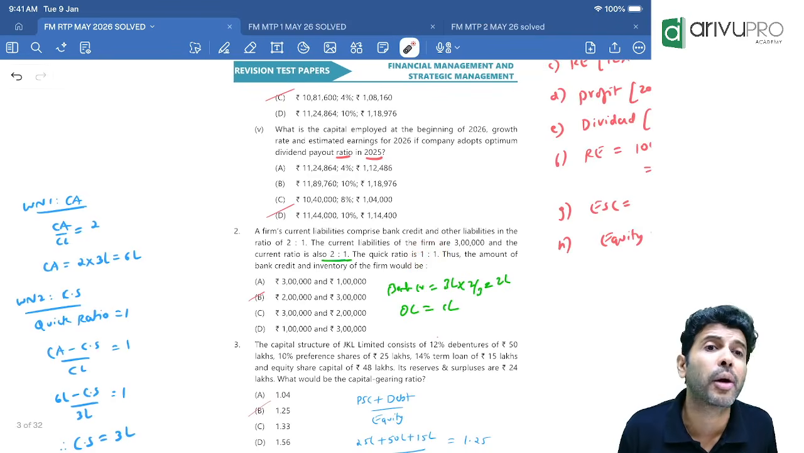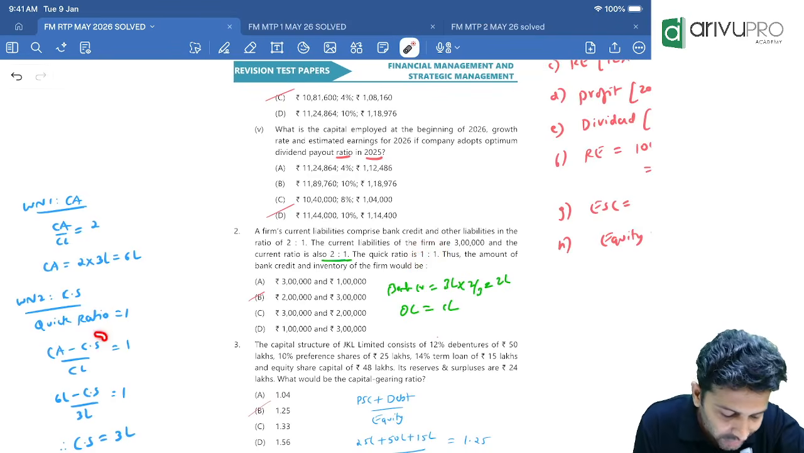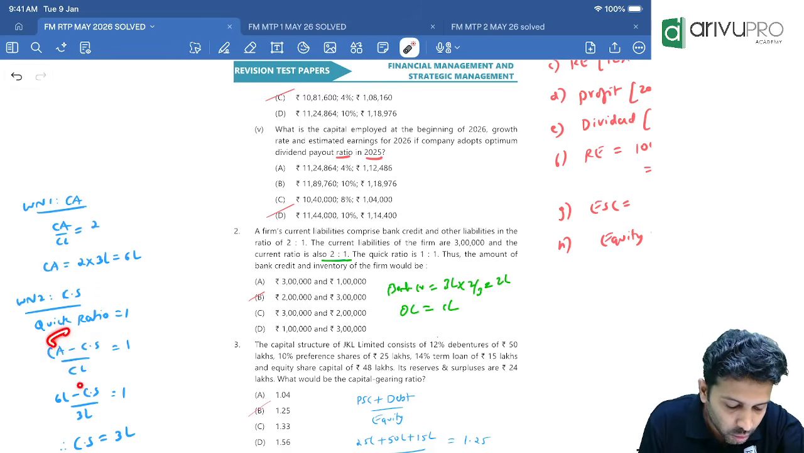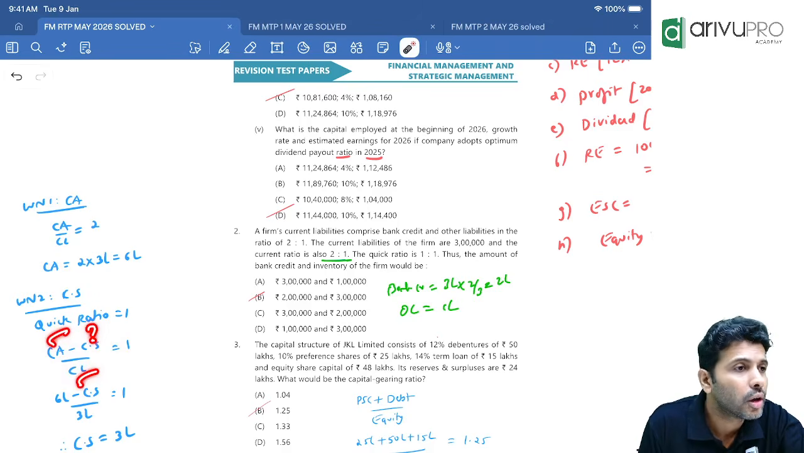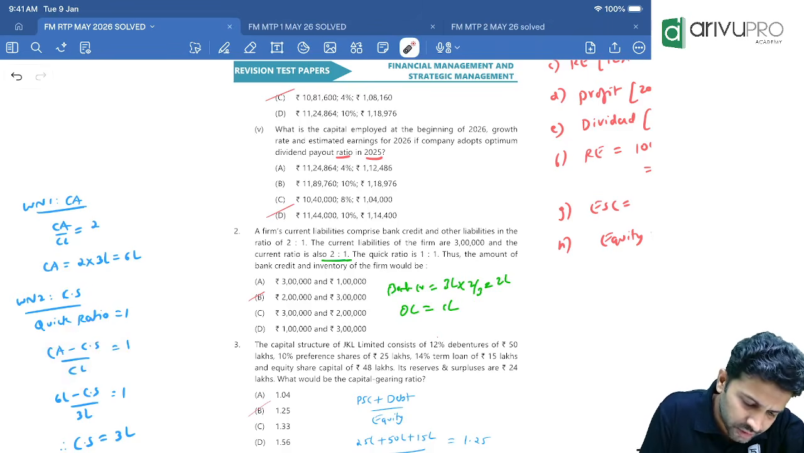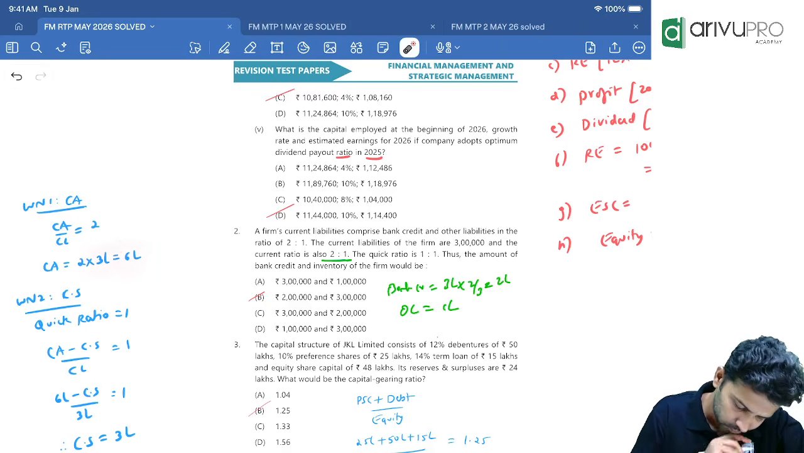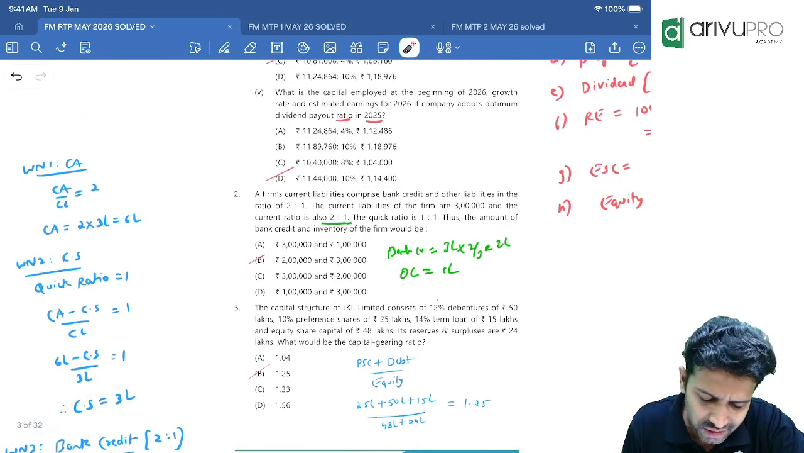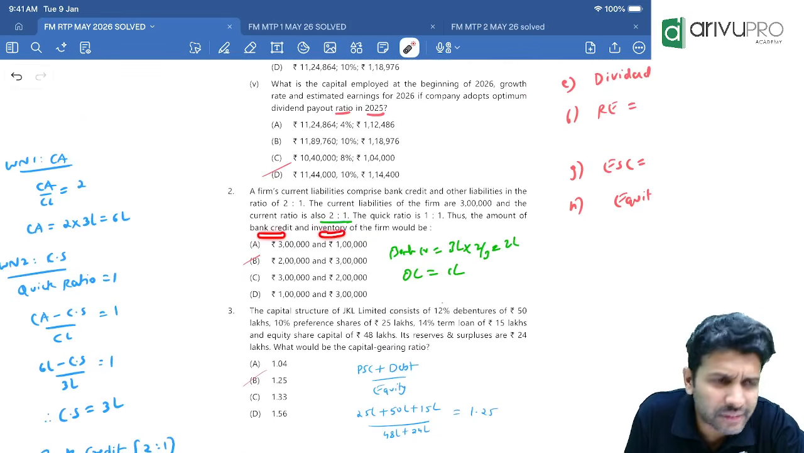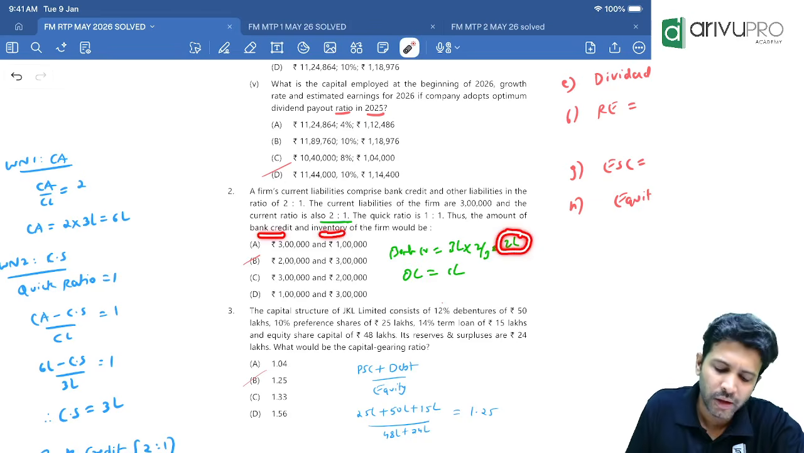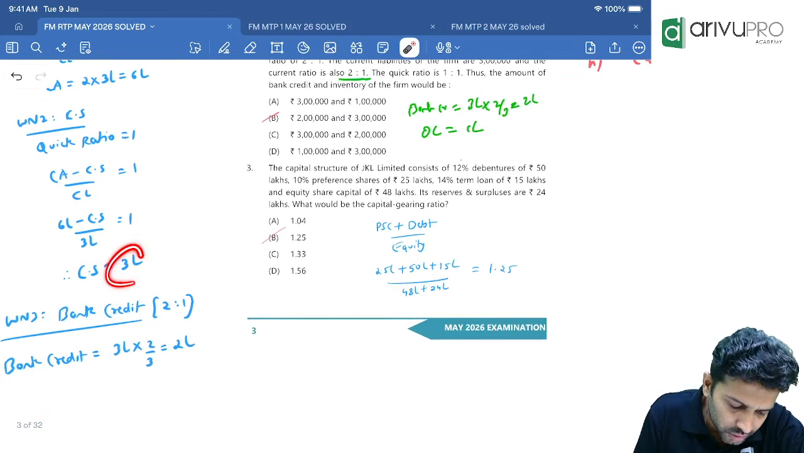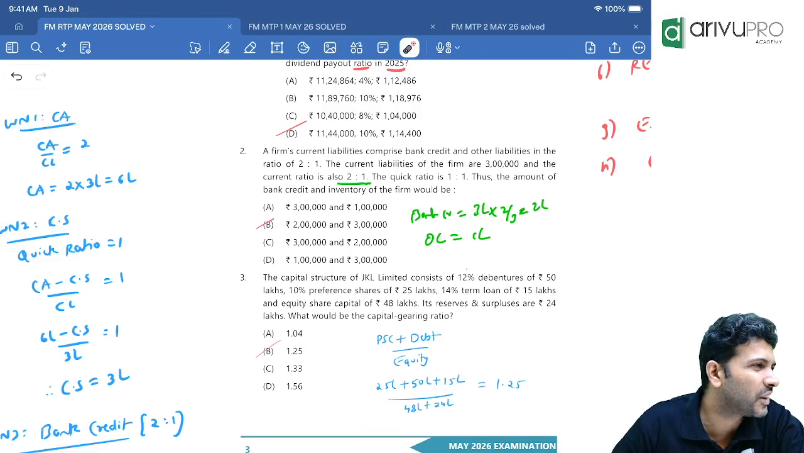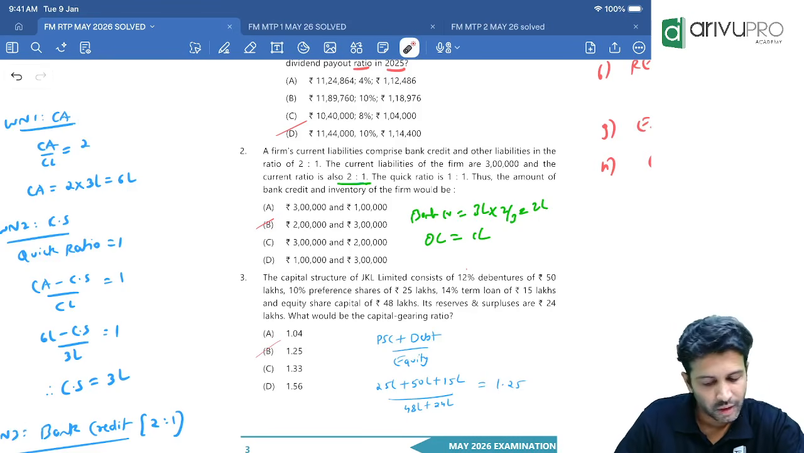Then they give quick ratio 1:1. What is the quick ratio formula? Current assets minus closing stock divided by current liability is 1. So current asset you know, current liability you know. Can't you find out closing stock? Substitute. Current asset 6 lakh, current liability 3 lakh. When you solve, you will get closing stock 3 lakh. Check what they asked. They asked bank credit value and inventory value. What is bank credit value? 2 lakh. What is inventory value? 3 lakh. So 2 and 3. Option B. This is a very, very straightforward question. Nothing here. Move on to the next.